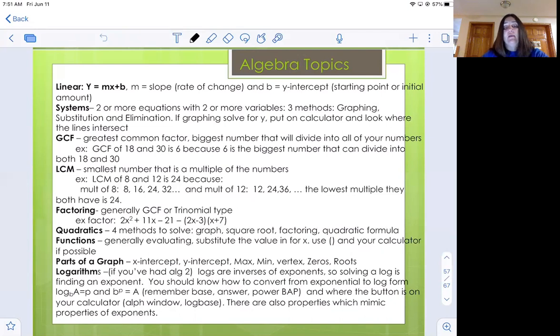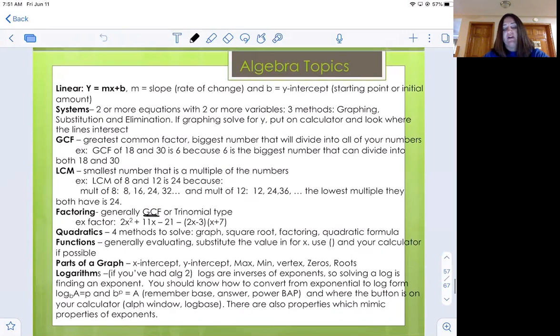Factoring, you will have to know how to factor a GCF, which is your greatest common factor that we talked about a second ago, as well as a trinomial type. So something like this here in the example says 2x squared plus 11x minus 21, and that is equivalent to (2x minus 3)(x plus 7). So they may ask you to factor it. They may say which one of these is a factor of. So that's another way to ask that type of question.